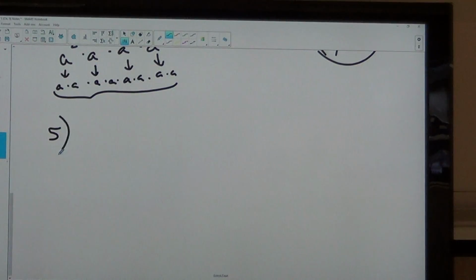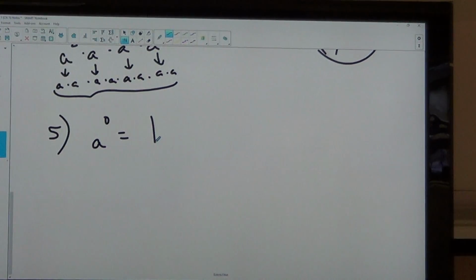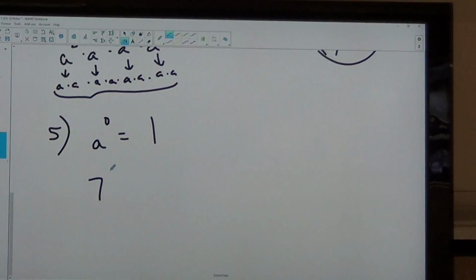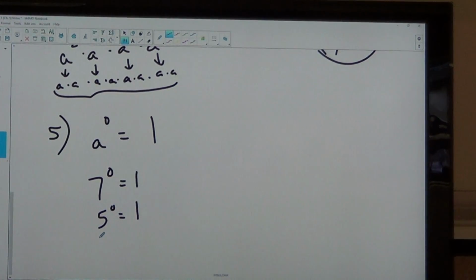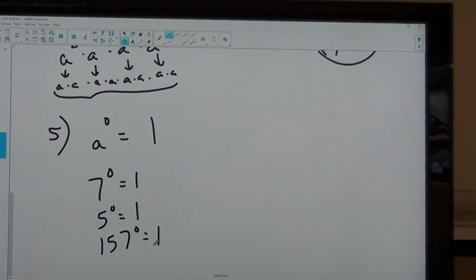Rule number 5 says that anything to the 0 power is 1. It's one of those rules that don't make sense. You just got to suck it up and learn it. 7 to the 0 power is 1. 5 to the 0 power is 1. 157 to the 0 power is 1. It's like on Cinderella. At midnight, everything turned into a pumpkin. Everything to the 0 power is going to turn into a 1 magically.